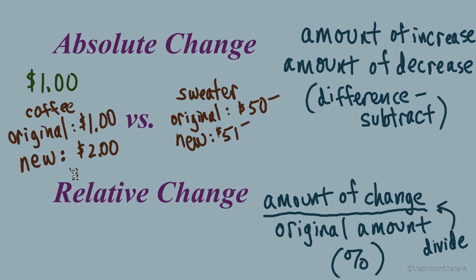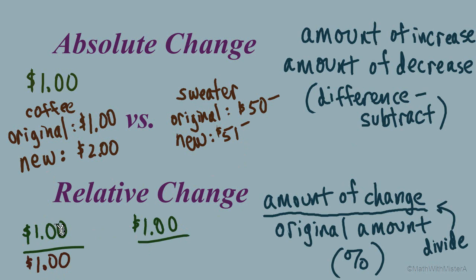So let's calculate the relative change. We take that absolute increase of $1, but we're going to compare it to what were the original prices of these two items. The cup of coffee was $1 to begin with, so here's our ratio to compare amount of the change to the original amount. This will give us our relative change. For the sweater, the original amount was $50. We always want to use the original amount when we're calculating relative change. So $1 for the cup of coffee, $50 for the sweater. Now with each of these ratios, let's turn it into a decimal and then a percent.